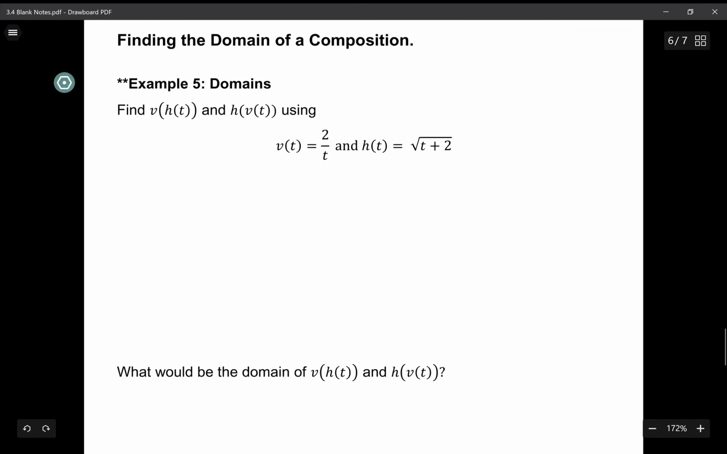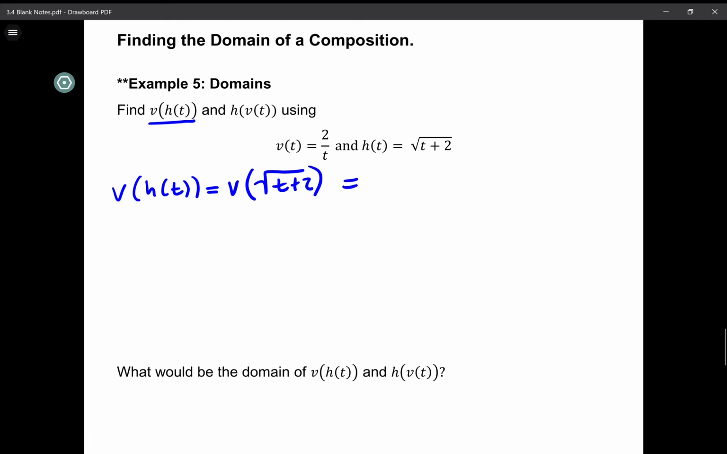Let's go ahead and try and find the domain of a composition. We have two functions, v of t and h of t. And first, we want to find v of h of t and h of v of t, and then we'll talk about their domains. All right, so let's find v of h of t first. v of h of t is going to be putting the function square root of t plus 2 into the function v. So everywhere I see a t, now I put square root of t plus 2. So this is 2 over the square root of t plus 2.